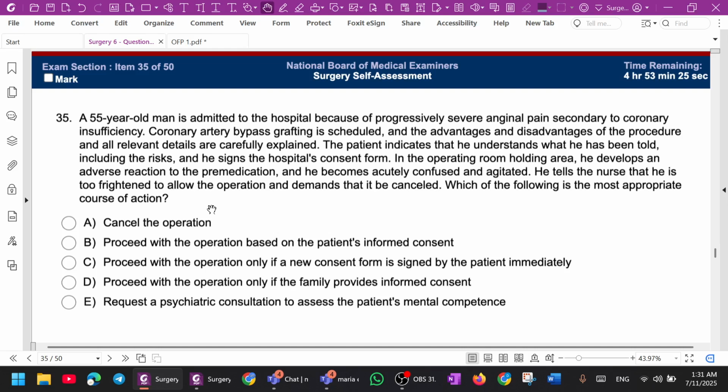The patient indicates that he understands what he has been told, including the risks, and signs the hospital's consent form. In the holding area, he becomes too frightened to allow the operation and demands that it be cancelled. Which of the following is the most appropriate course of action?